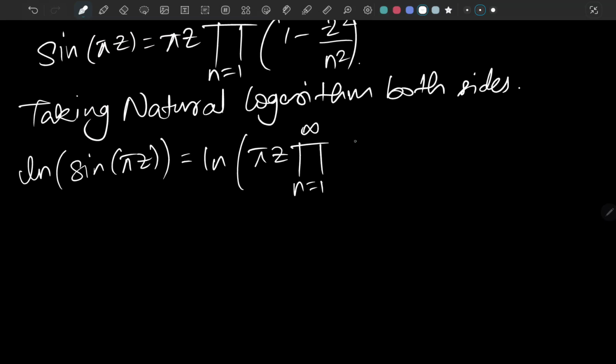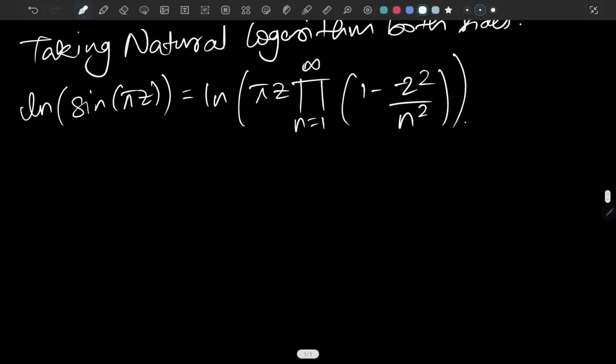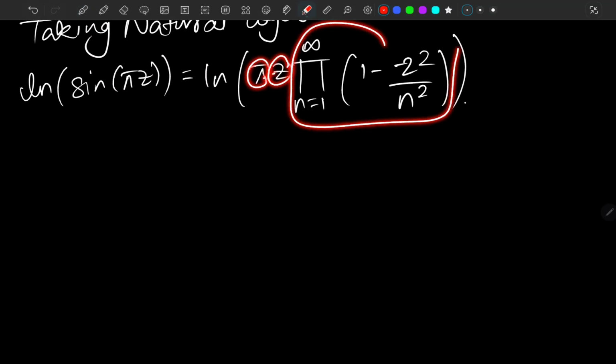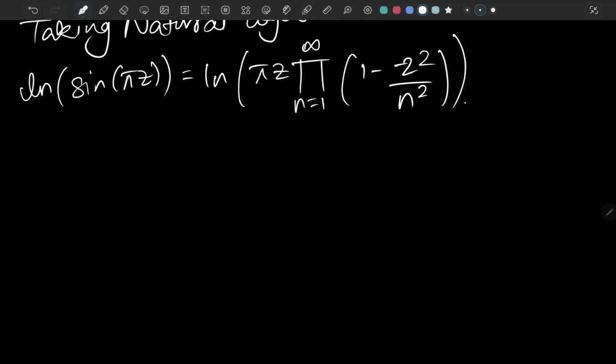Wait a second, yeah, it's pretty fine. Okay, 1 minus z squared over n squared. Now we have this term being multiplied with this term, and each of these is being multiplied with the others. So basically we would be having 3 natural logarithms. Let me just go step by step, don't worry.